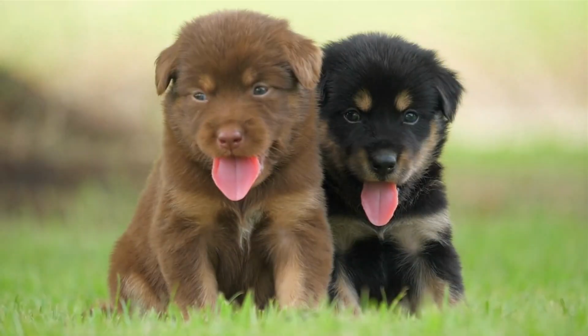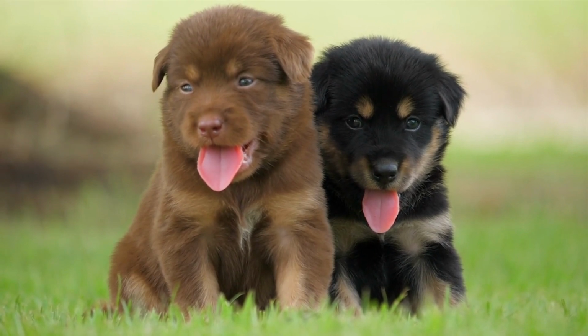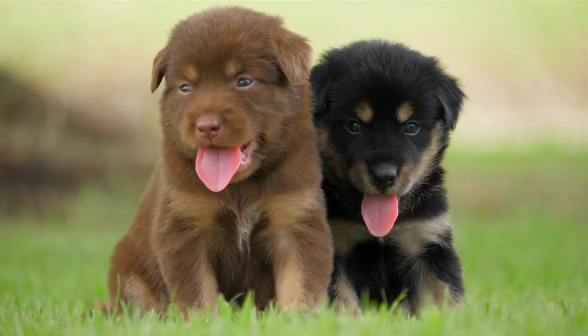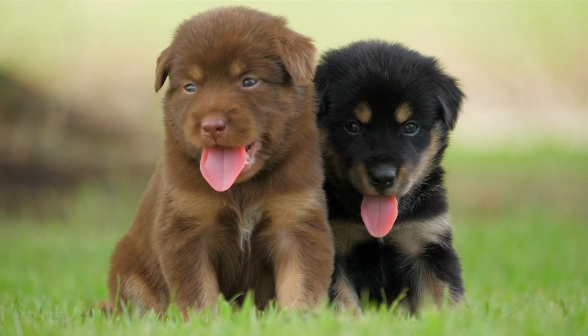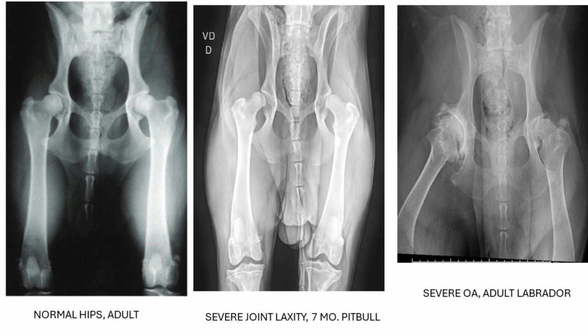Symptoms of CHD typically manifest between 3 and 8 months of age, often accompanied by gait abnormalities or lameness. Diagnosis involves palpation and radiographic examination, which may reveal hip joint subluxation. The development of osteoarthritis, OA, is a common consequence, characterized by loss of articular cartilage, bony remodeling, and decreased joint function.